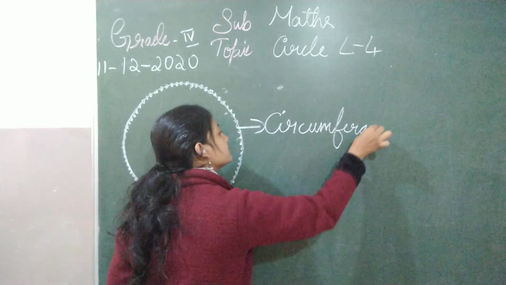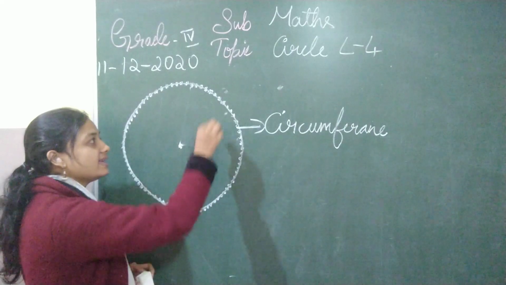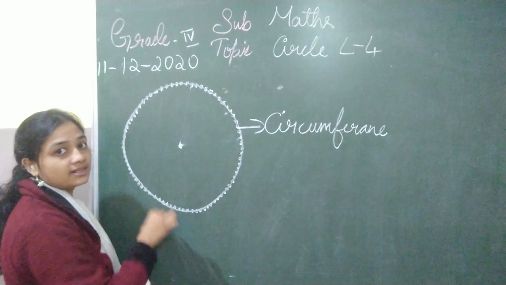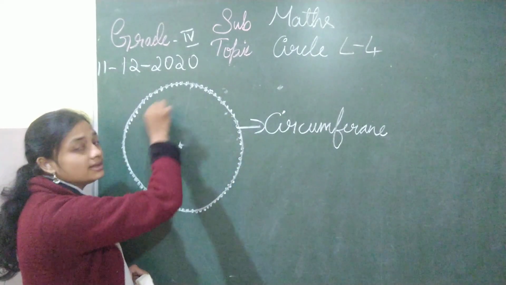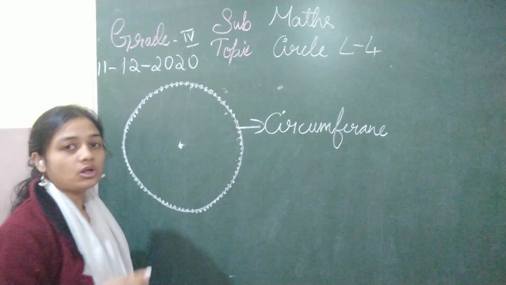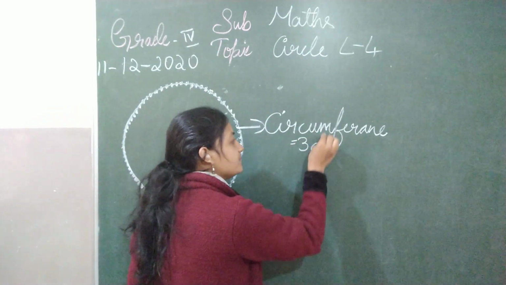Circumference. So now I am teaching the parts of a circle. The first thing is the circumference, the line which makes a circle. This outline is called the circumference. And circumference is always equal to 3 times the diameter.